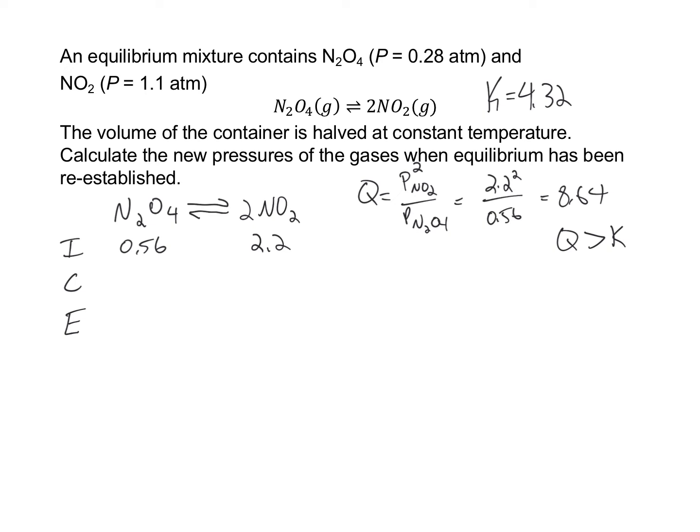Q is too big. So to correct that, the reaction is going to need to go to the left and convert some of the NO2 into the N2O4. Right, Pac-Man tells us the reaction is going to go to the left. So that means I'm going to lose product. And so let's call this minus 2x. That way x will come out to be a positive number. And so then this is plus x.